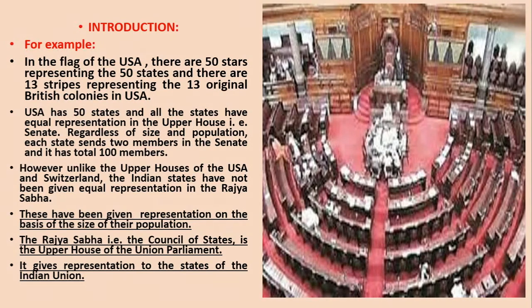The Rajya Sabha, that is the Council of States, is the upper house of the Union Parliament. It gives representation to the states of the Indian Union. I think you already know that Rajya Sabha members come from the states. Those who are already elected members of the state are sent to be the members of Rajya Sabha. People don't directly elect them. It is not a directly elected house. It is an indirectly elected house, and the members of the state assemblies who are already elected further elect the members who will be the members of Rajya Sabha.